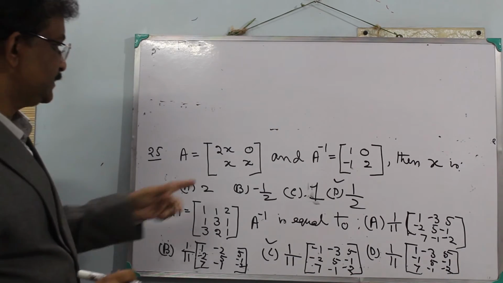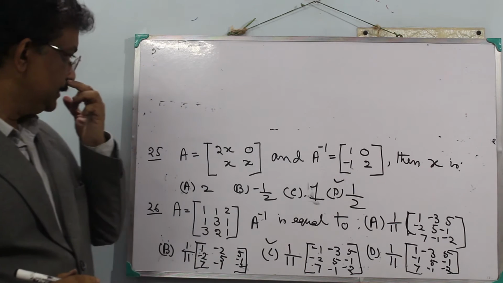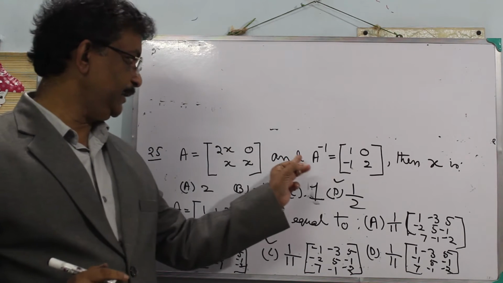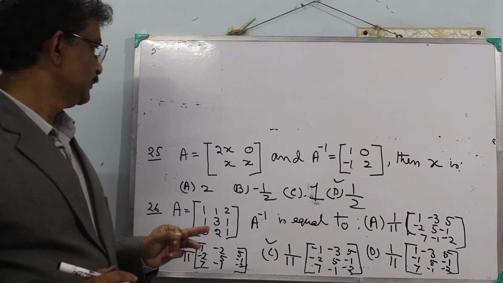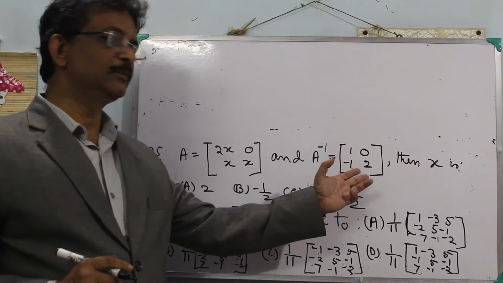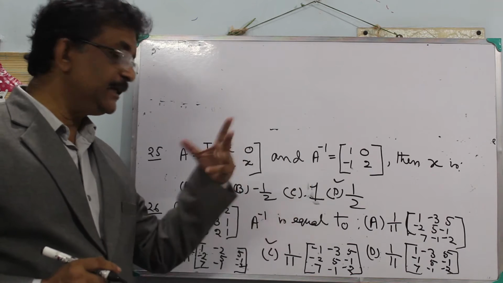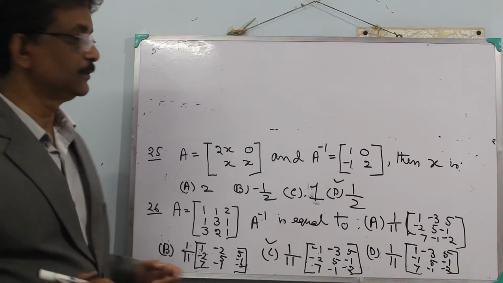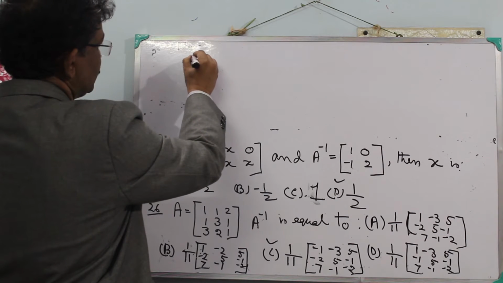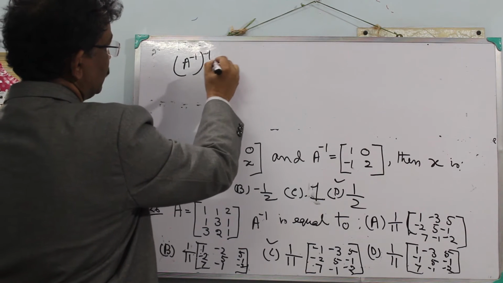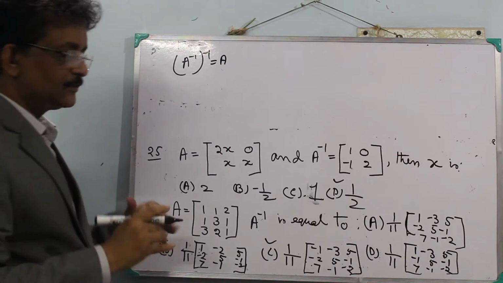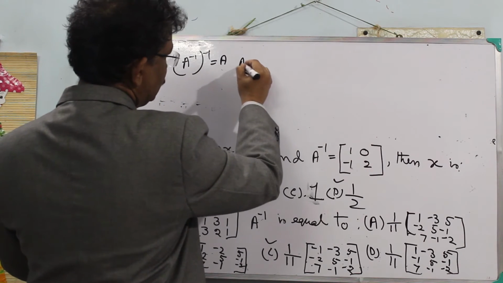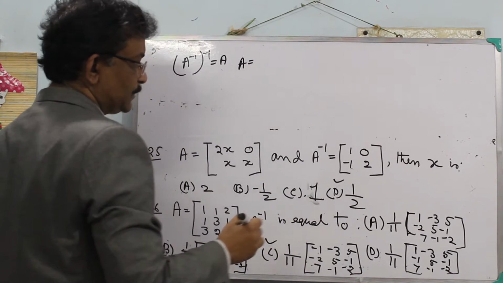Next, A is equal to this, and A inverse is equal to this. If this is given in numbers, what is A in numbers? How will we get A from A inverse? I know the inverse of A inverse equals A. Inverse of inverse is A. So we have to take the inverse of this, so A equals the inverse of this.